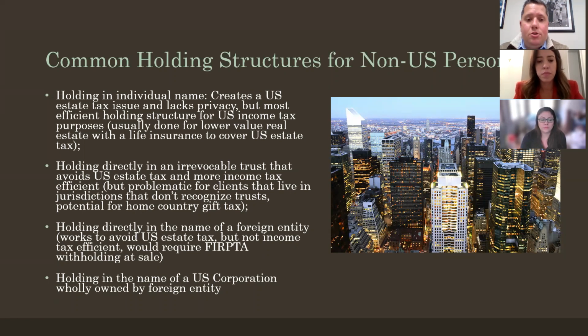So something we tend to do is the last structure, which is holding in the name of a U.S. corporation wholly owned by the foreign entity. What's the benefit of this? There are certain income tax benefits that avoid a double taxation issue on sale. It still gets the depreciation deduction, so if there's rental income, it's still not going to be taxable income, avoiding a double taxation issue. And best of all, especially for foreign sellers, if they're holding it in the name of a U.S. corporation, then there's no FIRPTA withholding, right? Which FIRPTA honestly is the biggest elephant in the room whenever we're dealing with foreign sellers.